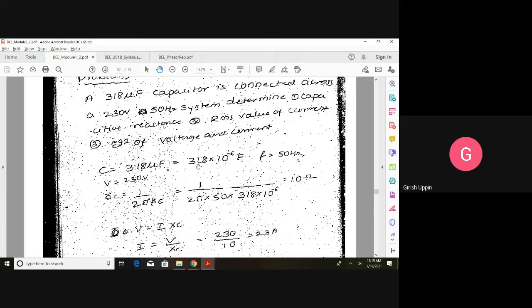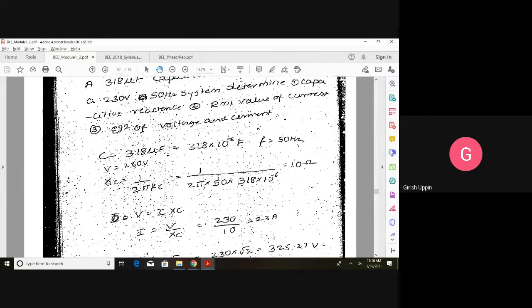3.18 microfarad, that is 3.18 into 10 raised to minus 6 farad. Always put it in farad, never keep it in millifarad or microfarad. Always put it in farad. F is 50 hertz, V is 230 volt, that is the RMS value of the applied voltage. We know XC is equal to 1 by omega C, which is 1 by 2 pi FC. If you substitute that, you get XC as 10 ohm.